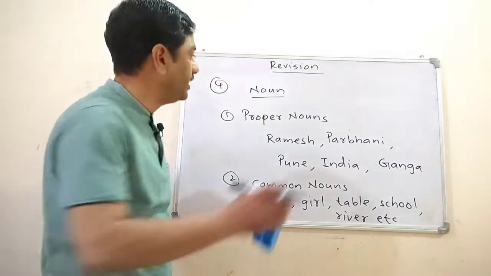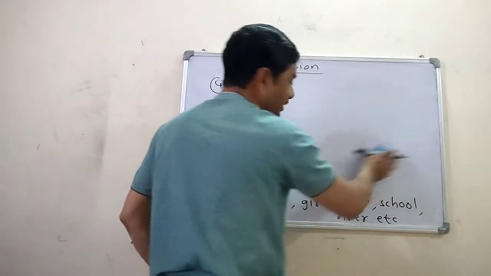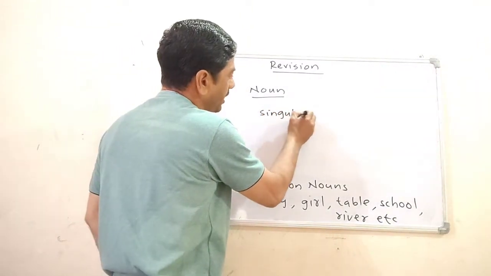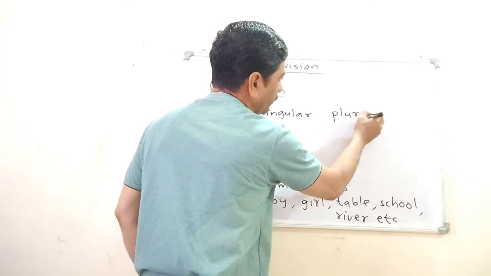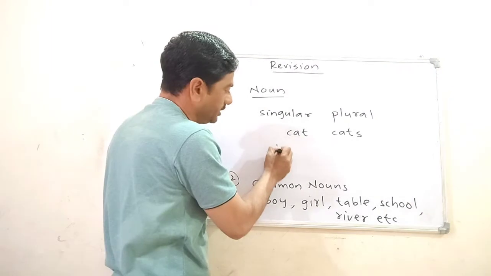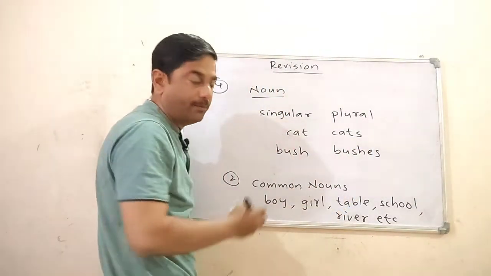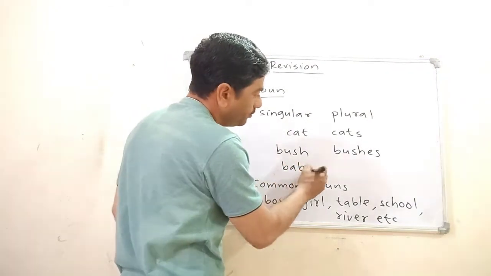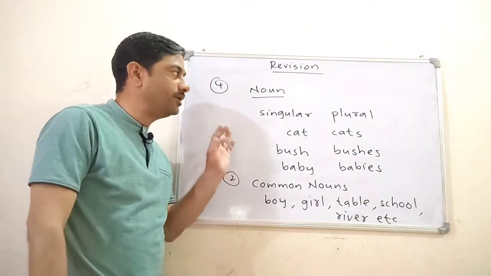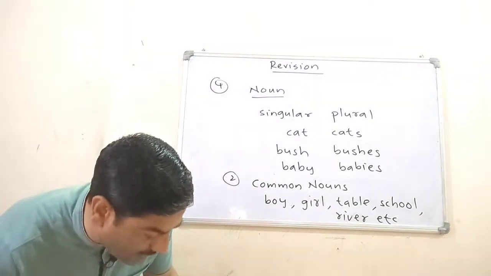Common nouns can be singular or plural. See, cat, it is singular, cats, plural. Bush, it is singular, bushes, plural. Baby, it is singular. What is its plural? Babies, plural. So common nouns can be either singular or plural, and they have different genders.